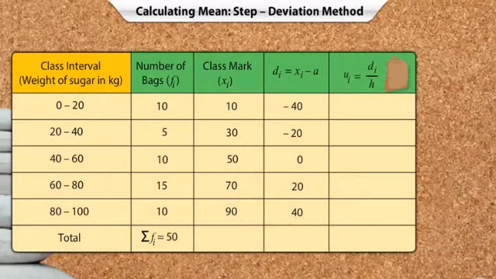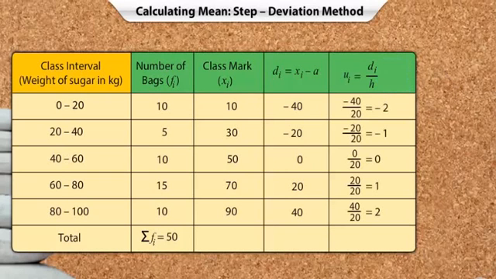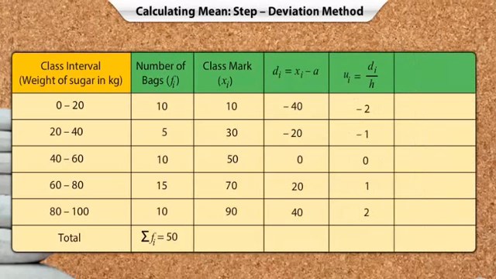To further simplify our calculations, we take the deviations di and divide it by the class size h. Click on the sugar bag in the ui column to view corresponding values. The next step is to multiply the frequencies with their respective ui values. Click on the sugar bag in the Fi-ui column to see the values of the product of each frequency and ui.